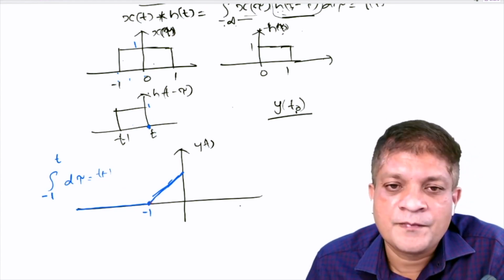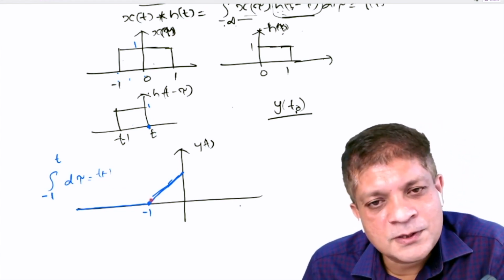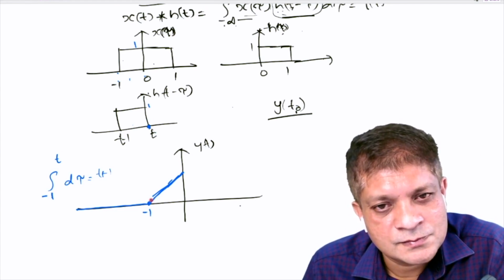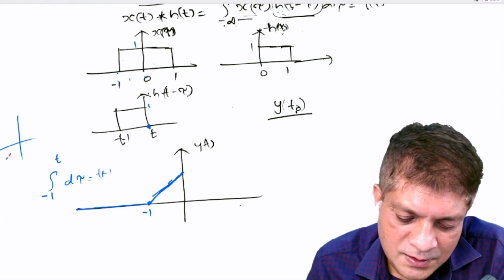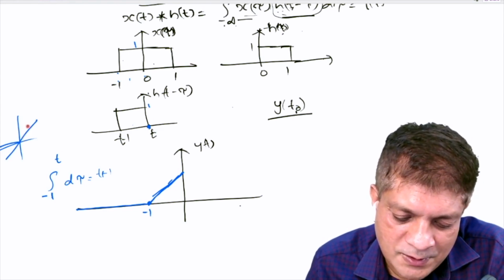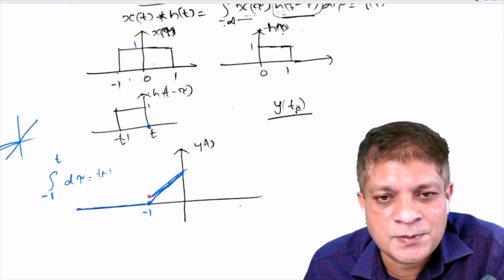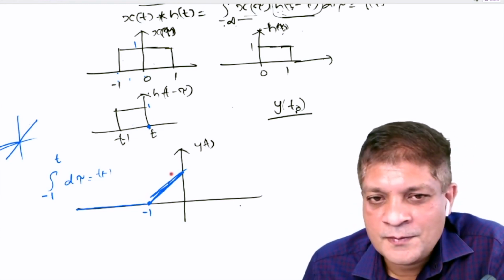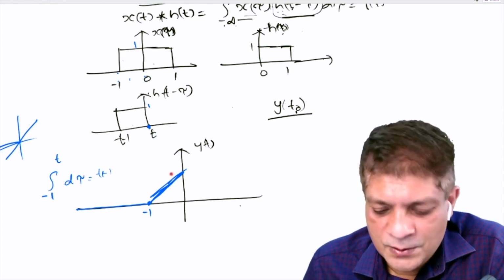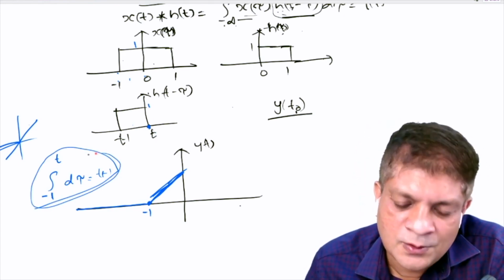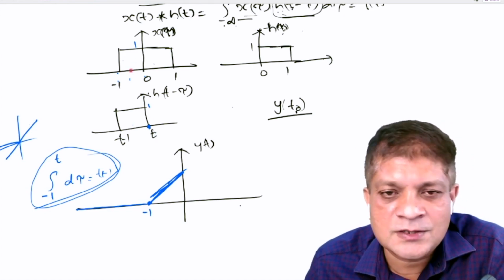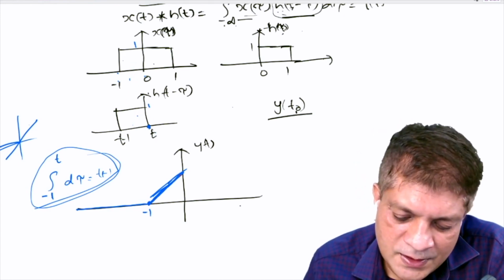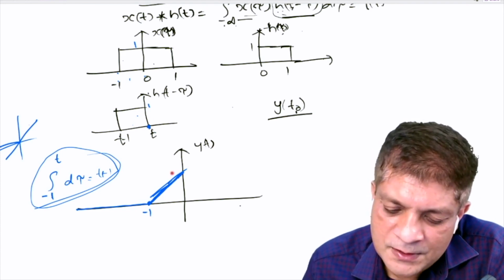Is it this? What is t? T is this. If you shift it left by 1, you will get this, isn't it? That is t plus 1. Now what will happen after this? You don't need a constant to find this integral, because in this case both are rectangular pulses, so the area will increase linearly. And after that, what will happen?